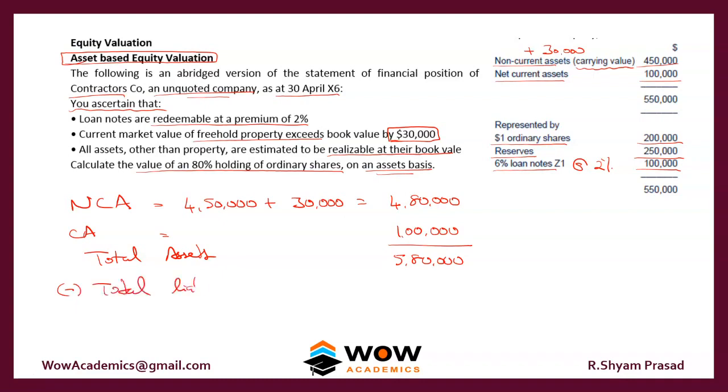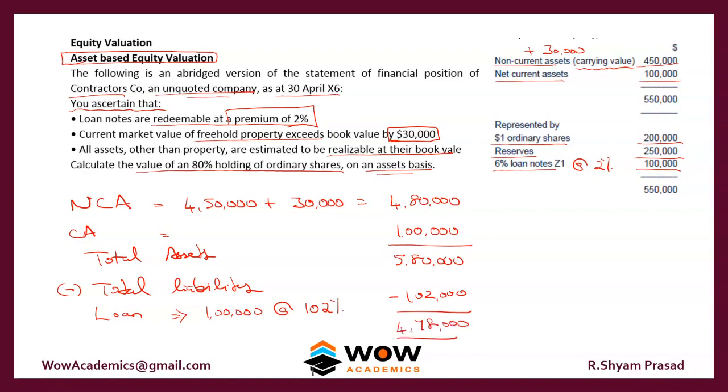So total liabilities refers to the current liability and the long-term liability. Here we have the loan. This is a long-term liability. It can be redeemed at a 2% premium. That's what they say here. So at a 2% premium, if 100 is the book value, 2% is the premium. So we can redeem it at 1,02,000. So the total value comes to 4,78,000. So this is the NAV.